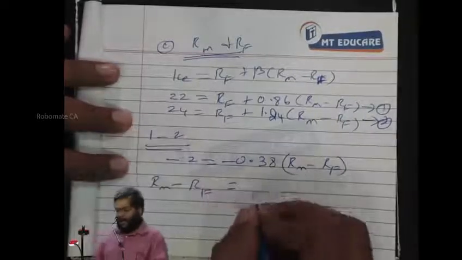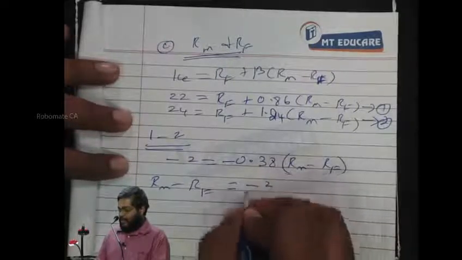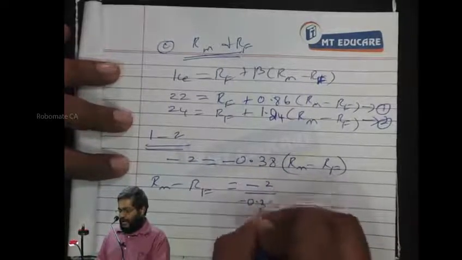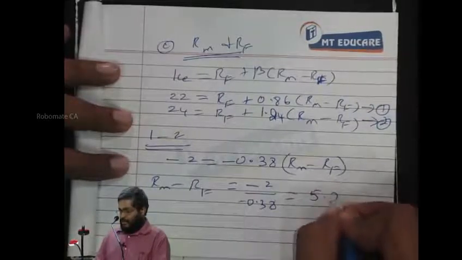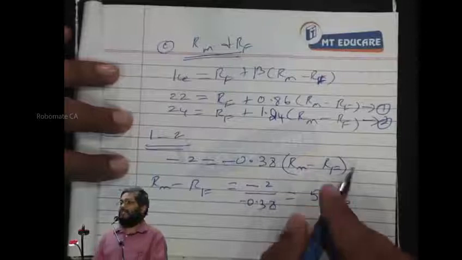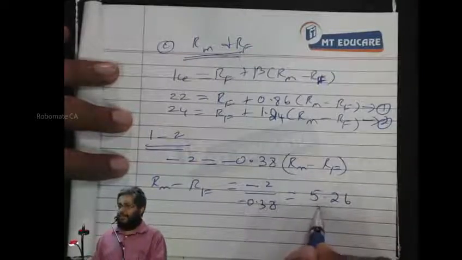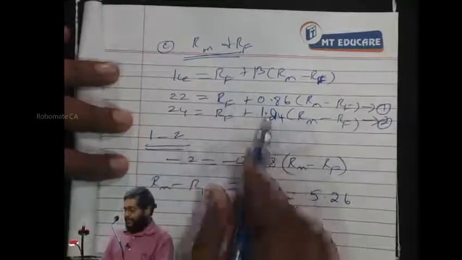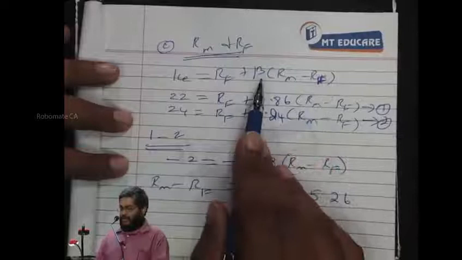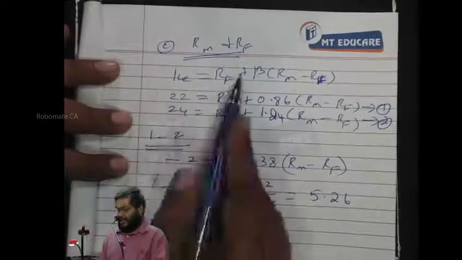RM minus RF is equal to minus 2 divided by minus 0.38. How much is it here? 5.26. RM minus RF is equal to 5.26. That is the market risk premium, 5.26. Respond yes or no? In that case, I know RM minus RF, I know beta. Can't I find out RF?